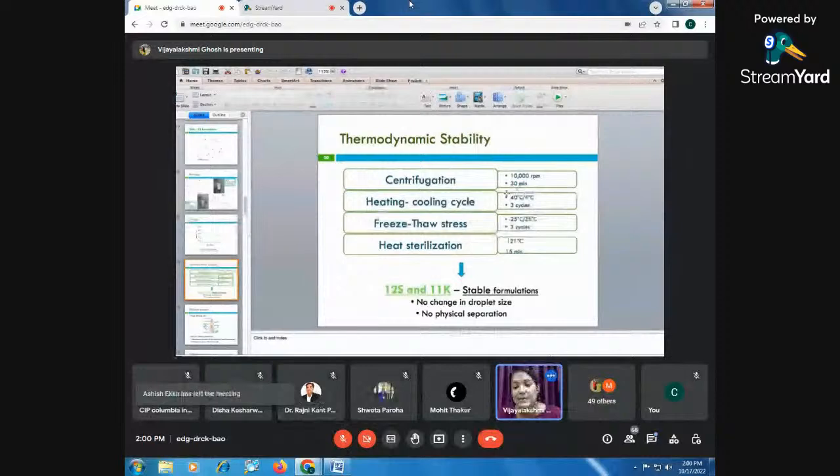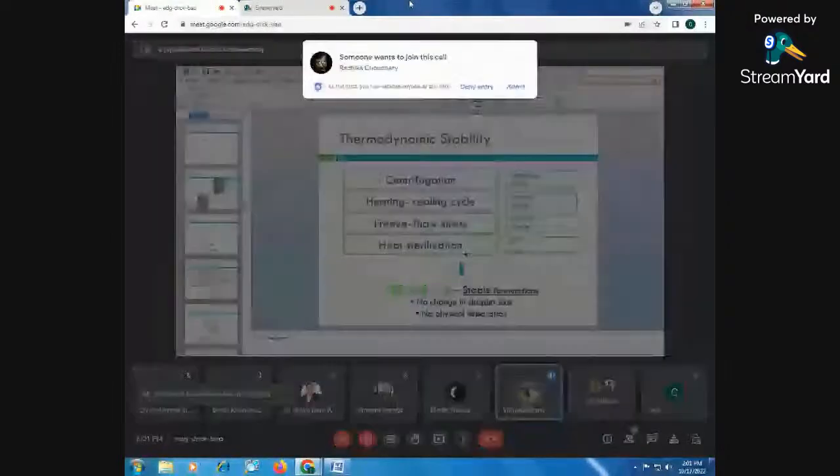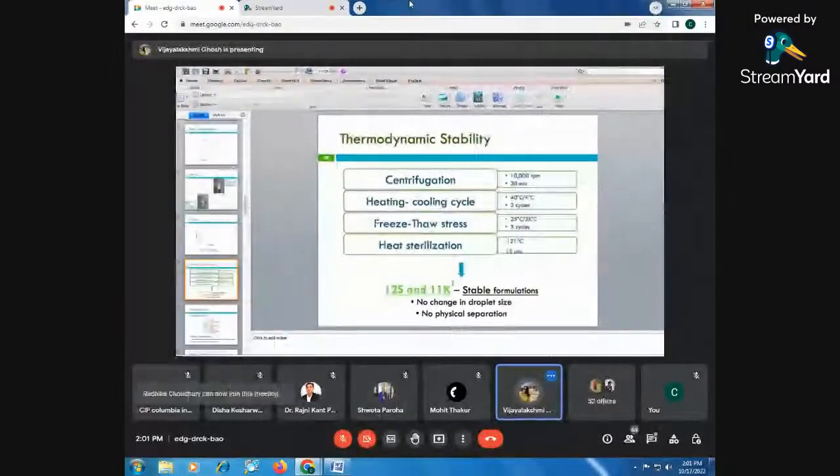And thermodynamic stability was also confirmed by subjecting it to heat sterilization, simply by autoclaving at 121 degrees centigrade for 15 minutes. To this thermodynamic stress, the 12S and 11K formulations were stable. There was no change in droplet size and no physical separation of the constituent phases.